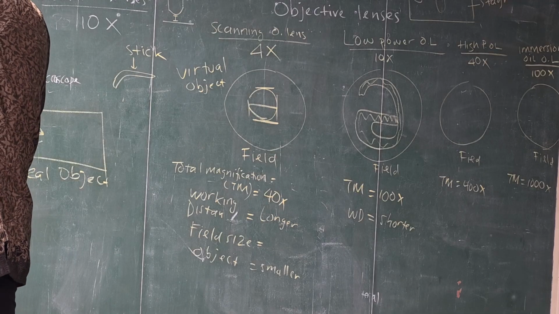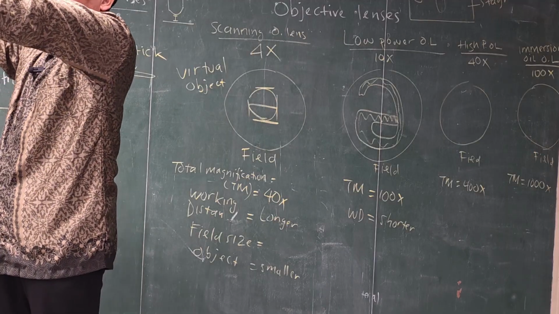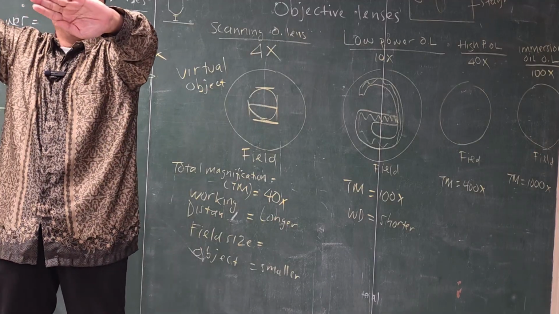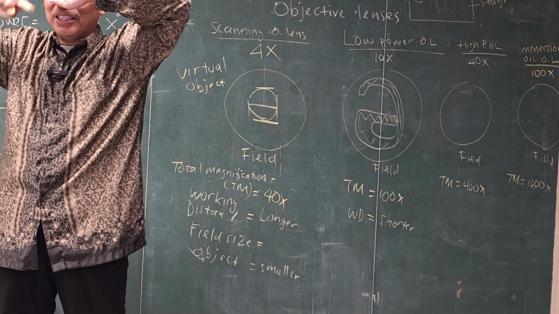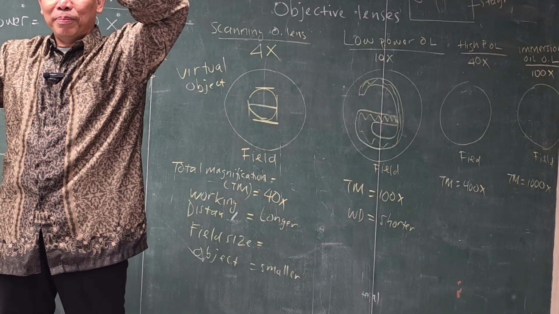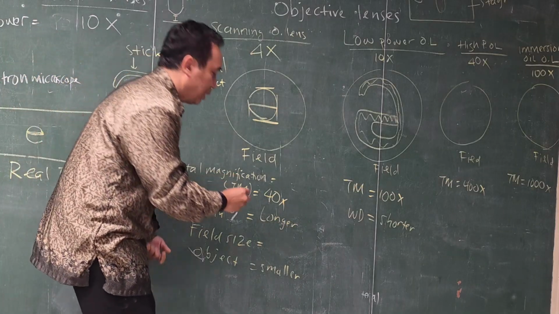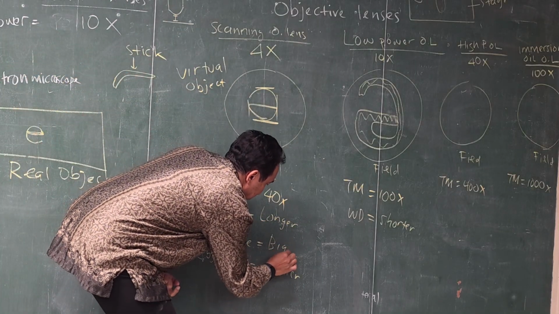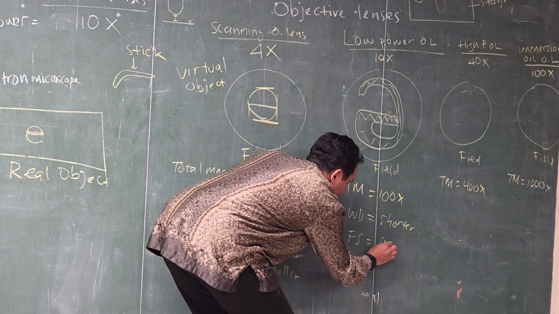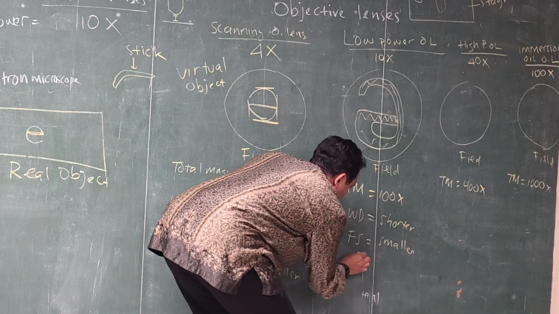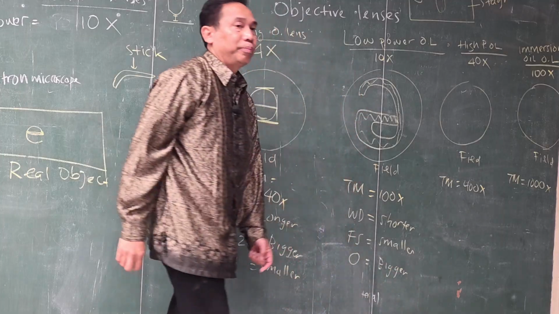When I see my hand like this, what happens with the field size? Larger, right? It's wider. But what happens when I make it closer? What happens with the field size? Some of it is blocked, it becomes smaller. So over here, the field size is actually bigger, FS. This is smaller. The object is bigger.